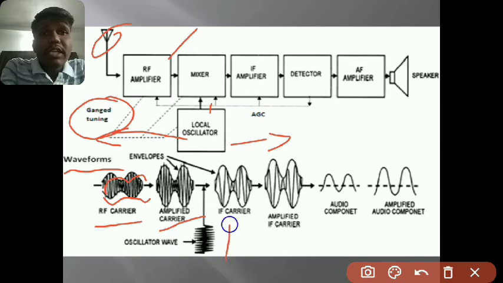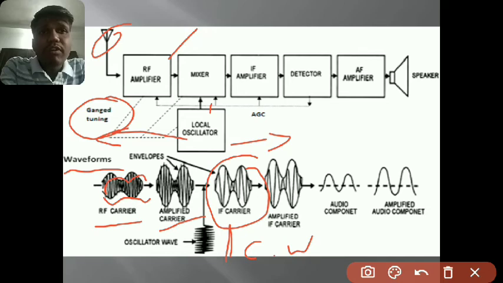The local oscillator wave is the carrier wave, and the RF wave combines in the mixer, which takes two inputs and produces one output. The one output is the IF carrier. IF carrier means the mixer removes the unwanted components from the waveform of the carrier and the amplitude wave carrier, to get the IF carrier, the intermediate frequency carrier.